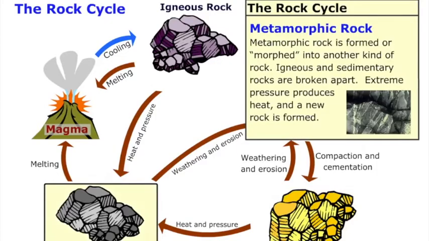Metamorphic rock is formed, or morphed, into another kind of rock. Igneous and sedimentary rocks are broken apart. Extreme pressure produces heat, and a new rock is formed.